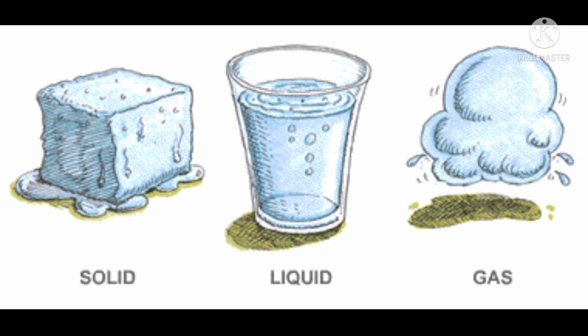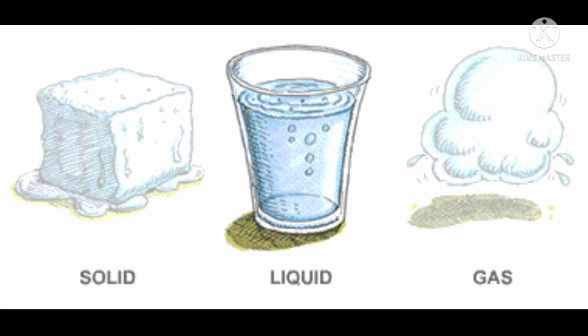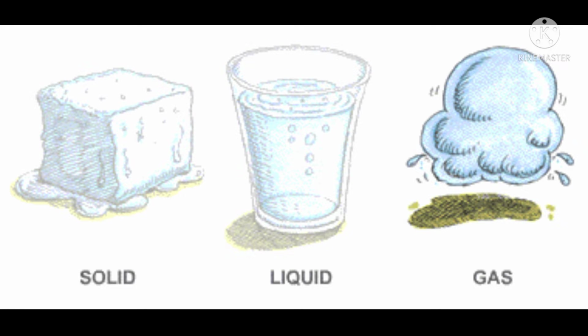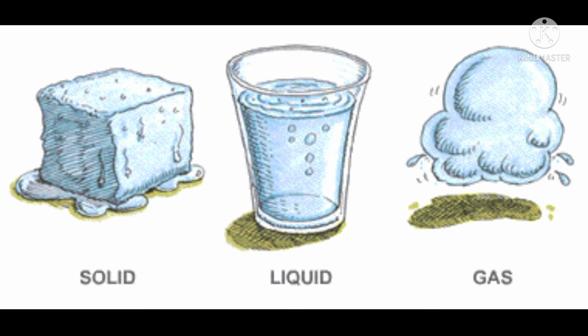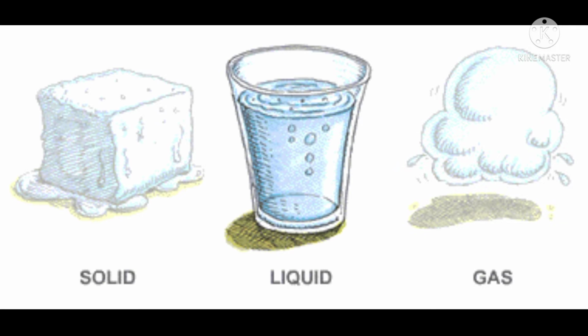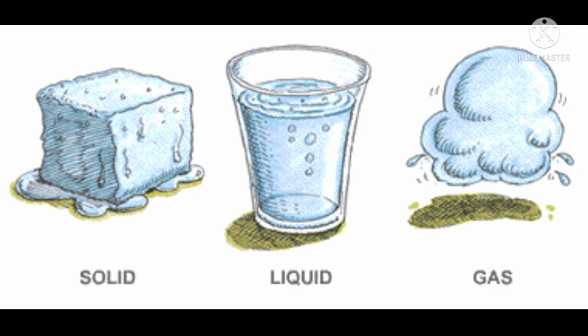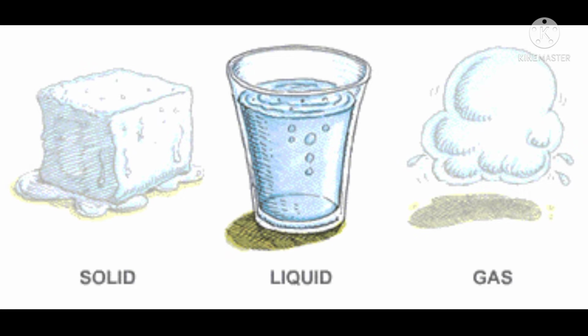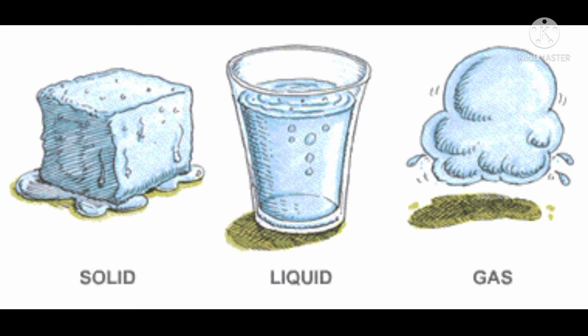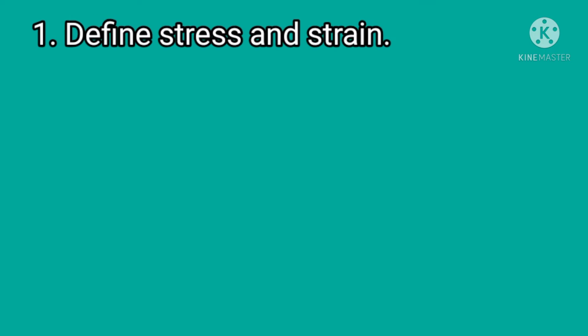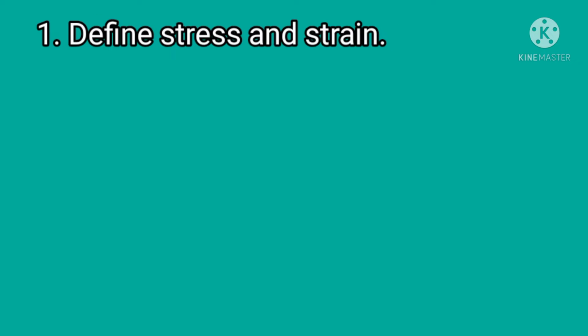In this class, I will be explaining you all the short answer questions of the lesson Properties of Matter, that is your 7th lesson. Come on, let us see the questions and answers. The first question is: define stress and strain.